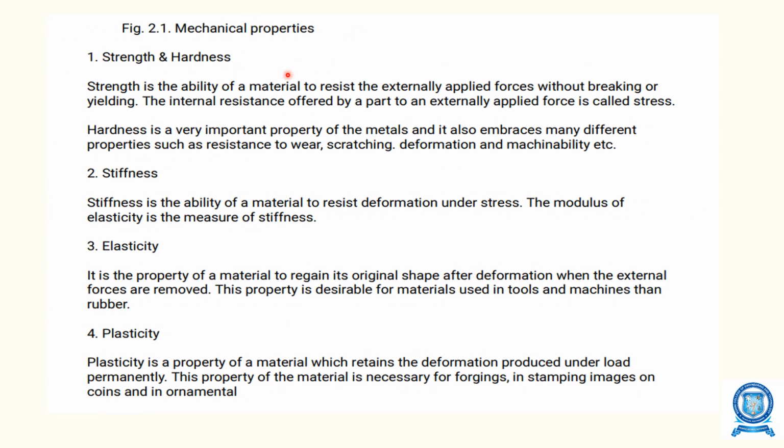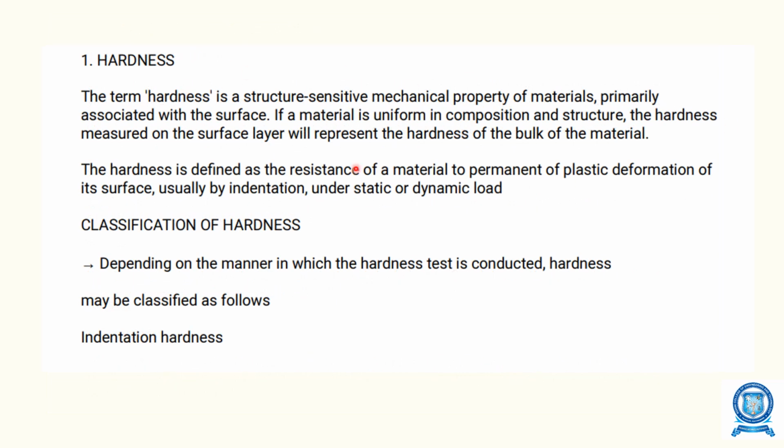And the mechanical properties we'll be checking are strength and hardness of the material, then stiffness, elasticity, and plasticity. So these are the things we'll be checking while performing the mechanical testing. Many kinds of mechanical tests are available, like the hardness test, grip test, tensile test, or shear test. There are many tests available. The first one is the hardness test.